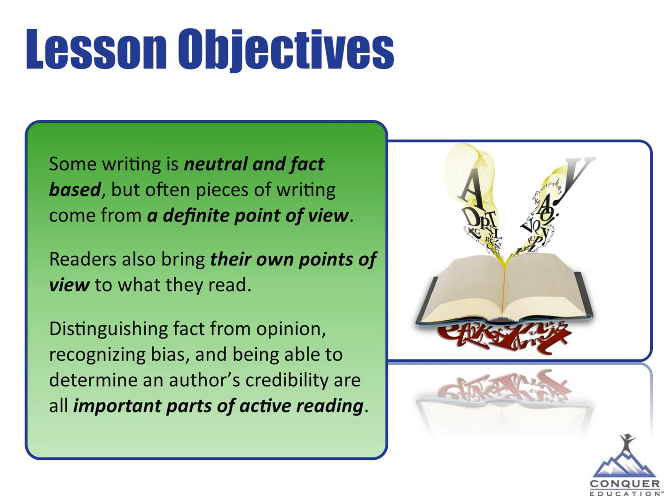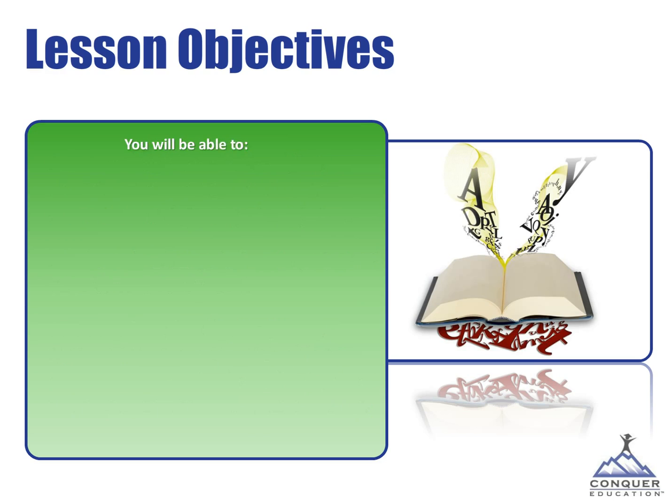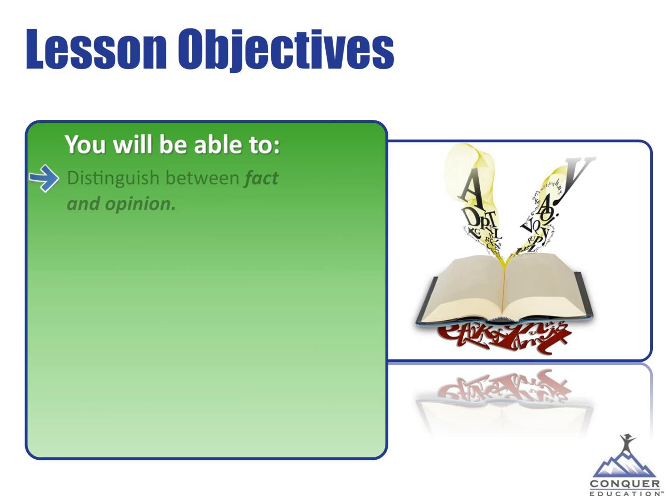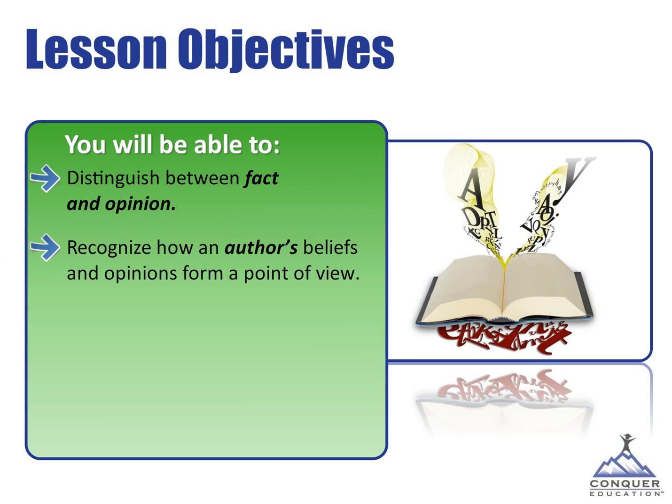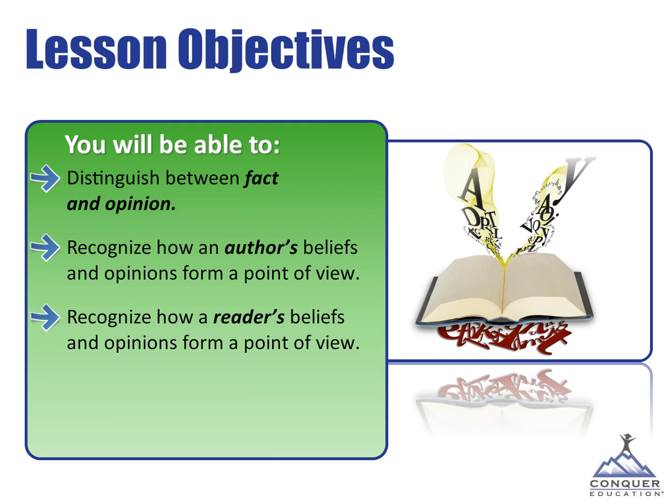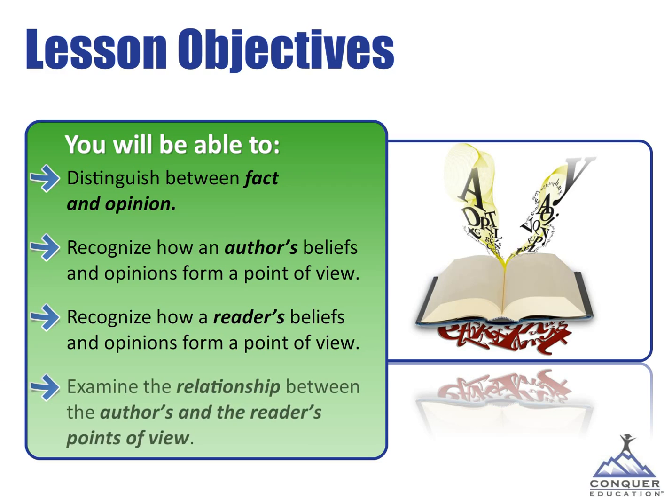Distinguishing fact from opinion, recognizing bias, and being able to determine an author's credibility are all important parts of being an active reader. By the end of this lesson, you'll be able to distinguish between fact and opinion, recognize how an author's beliefs and opinions form a point of view, recognize how a reader's beliefs and opinions also form a point of view, examine the relationship between the author's and the reader's points of view.